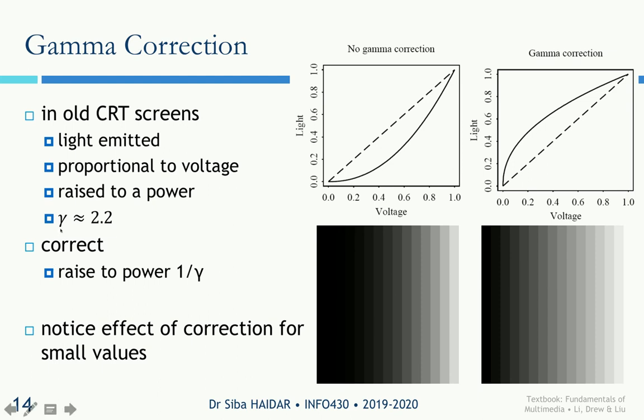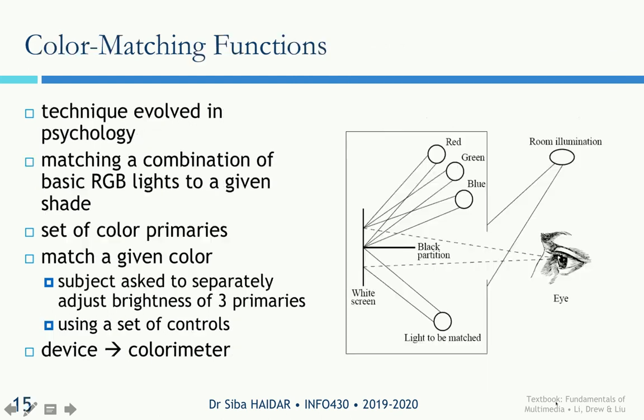Okay. So if it is raised to a power, this is a power function, we can raise to the inverse of this power to get back to the linear dashed line. This is a gamma correction, and notice its effect in the low values.